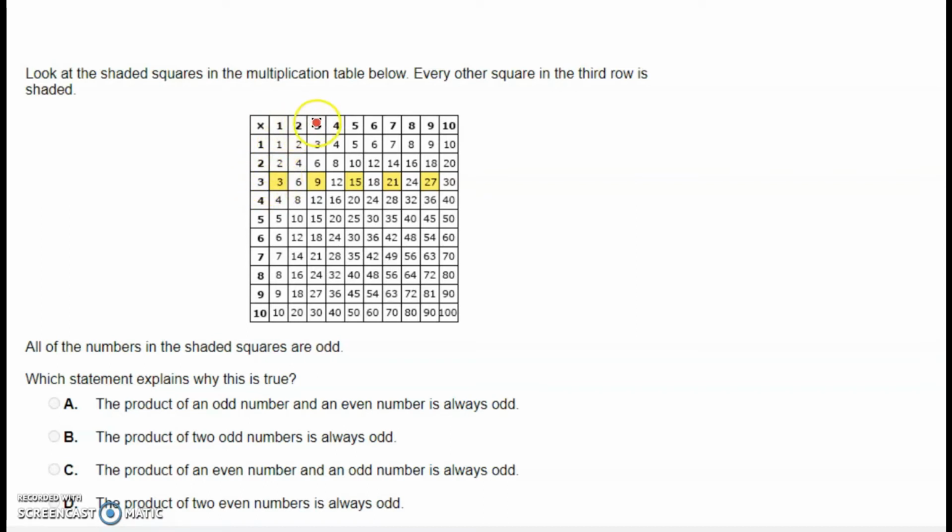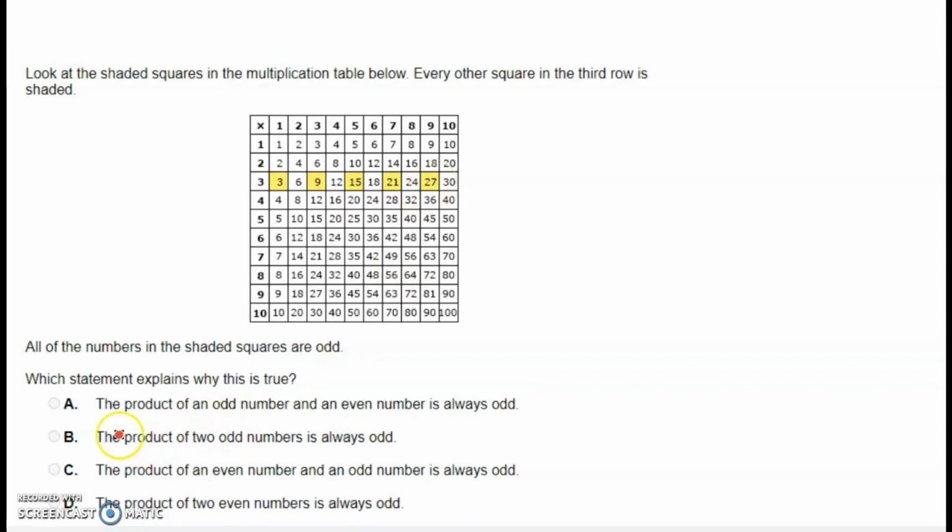3 times 3 is equal to 9. Both numbers are odd, 3 and 3 are odd numbers, so the product is an odd number. 3 times 5 is 15. 3 is an odd number, 5 is an odd number as well, so the answer is an odd number. 3 times 7 is 21. 3 and 7 both are odd numbers. The product is also an odd number. 3 times 9, 27. Odd numbers multiplied by each other give us an odd number as product.